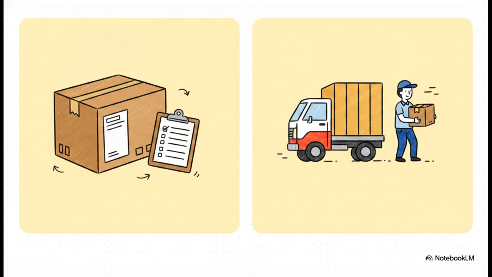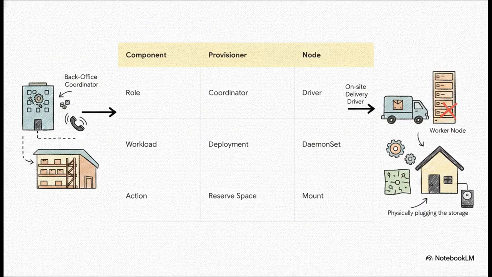But the CSI plugins? Those are your execution agents. They're the actual warehouse workers and the delivery trucks doing the physical, heavy lifting to make sure that shipping protocol actually gets fulfilled. Continuing with that analogy, we can actually split those workers into two distinct groups.